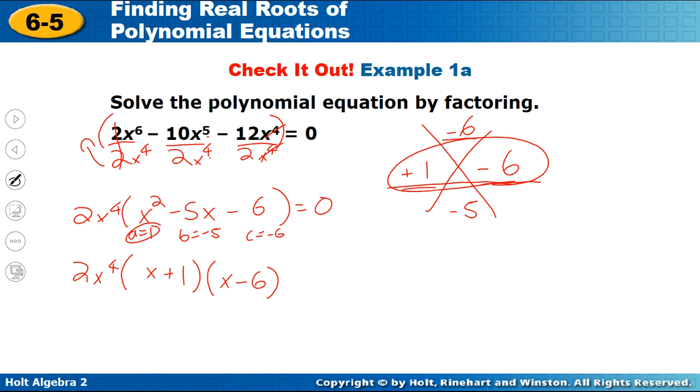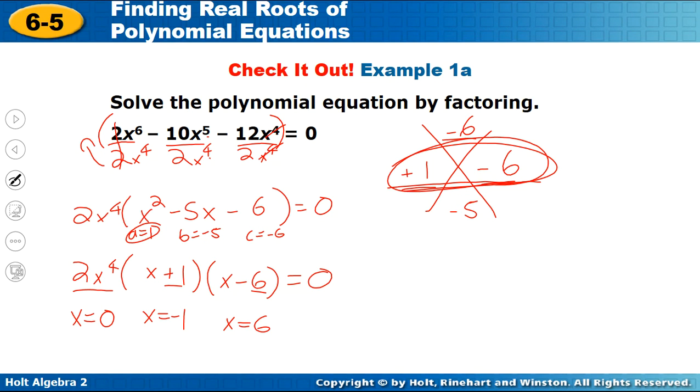Alright, again, these 2 numbers are just simply a result of my product and sum that I got there. Since all of this equals 0, I have to figure out for each piece what the x value is to equal 0. So for 2x to the 4th, that's going to leave me with x being equal to 0. For x plus 1, it's going to be x equal to negative 1. And for x minus 6, it's going to be x equal to 6.